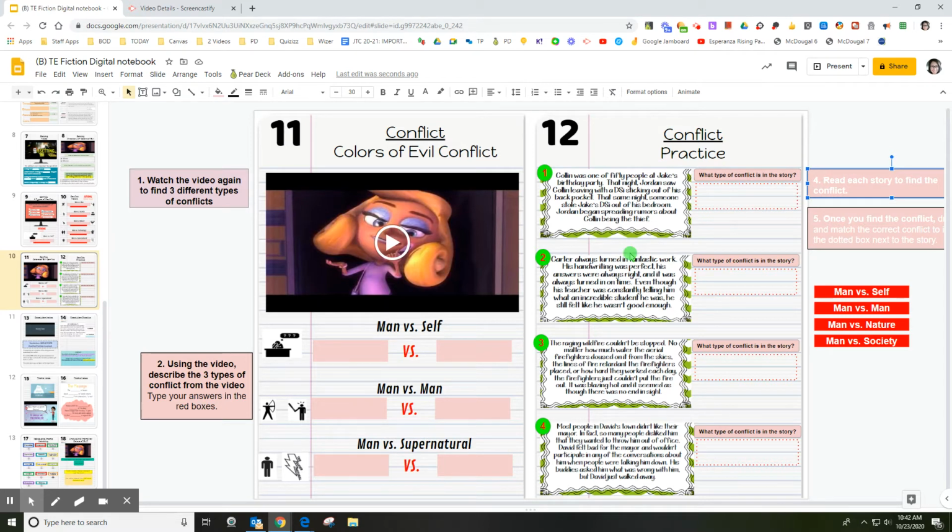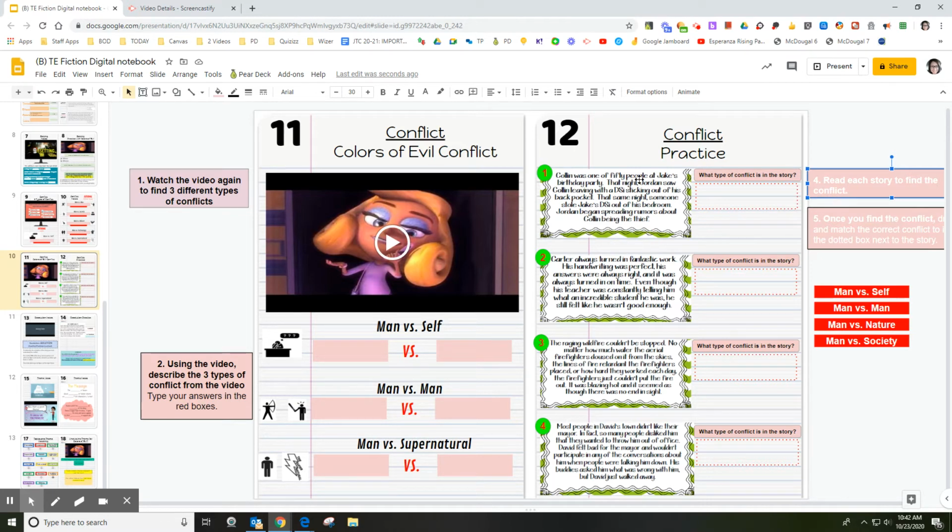Colin was one of the 50 people at Jake's birthday party. That night, Jordan saw Colin leaving with a DSI sticking out of his back pocket. That same night, someone stole Jake's DSI out of his bedroom. Jordan began spreading rumors about Colin being a thief.